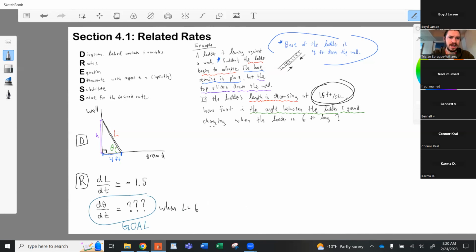Actually, I like to write this information right here in my rates step, because I think that's a good place to put it. The rate step is about setting up: here's the information we have and here's the information we're looking for.